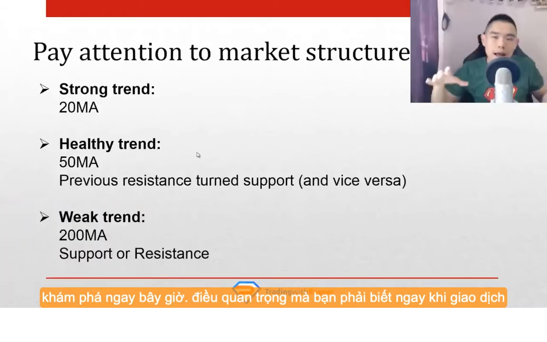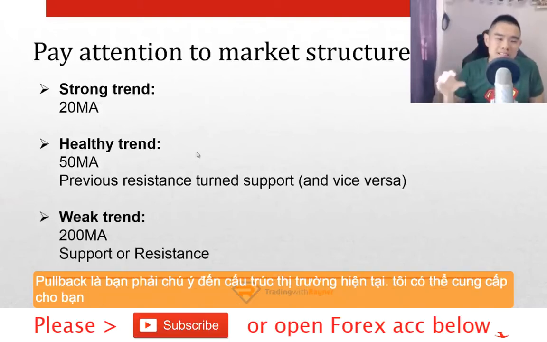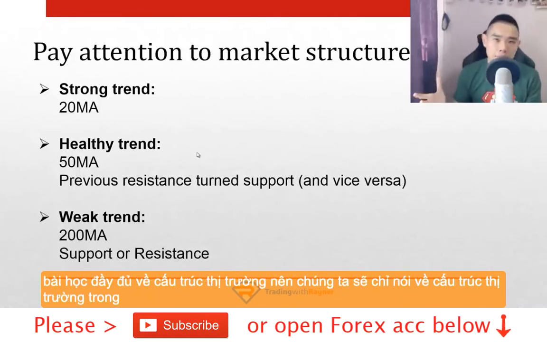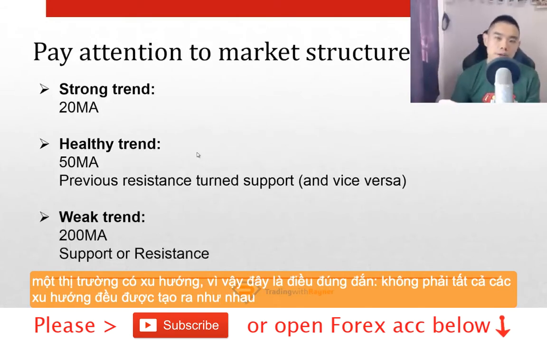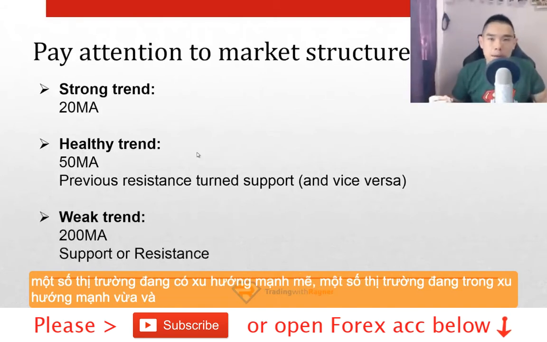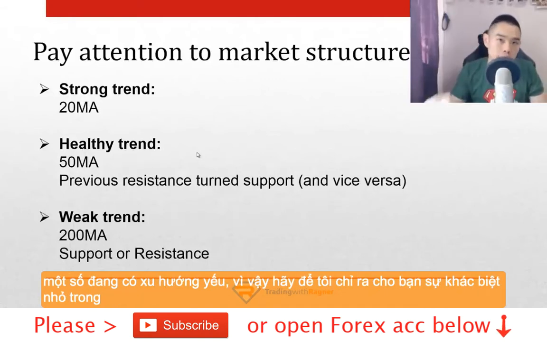So the key thing that you must know when you're trading pullback is you must pay attention to the market structure. Now, I can't give you a full lesson on market structure, so we will just talk about market structure in a trending market. So here's the thing, not all trends are created equal. Some markets are in a strong trending behavior, some are in a healthy trend, and some is in a weak trend.